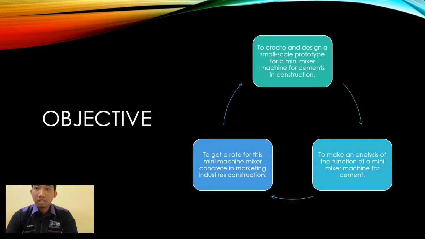This is the objective. First, to create and design a small-scale prototype for a mini mixer machine for cement in construction. Second, to make an analysis of the function of a mini mixer machine for cement. And finally, to get a rate for this mini mixer machine to compete in the marketing, industry, construction.